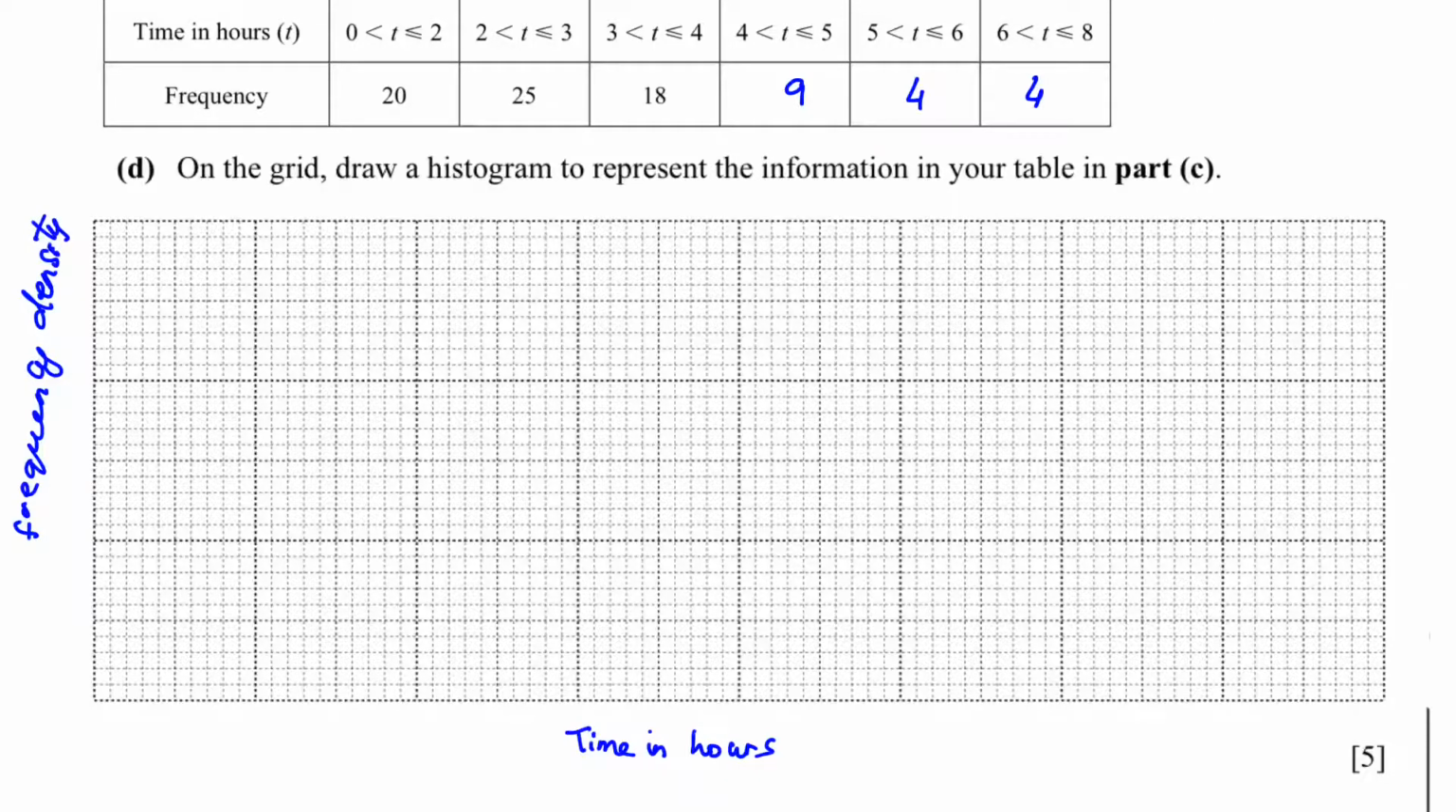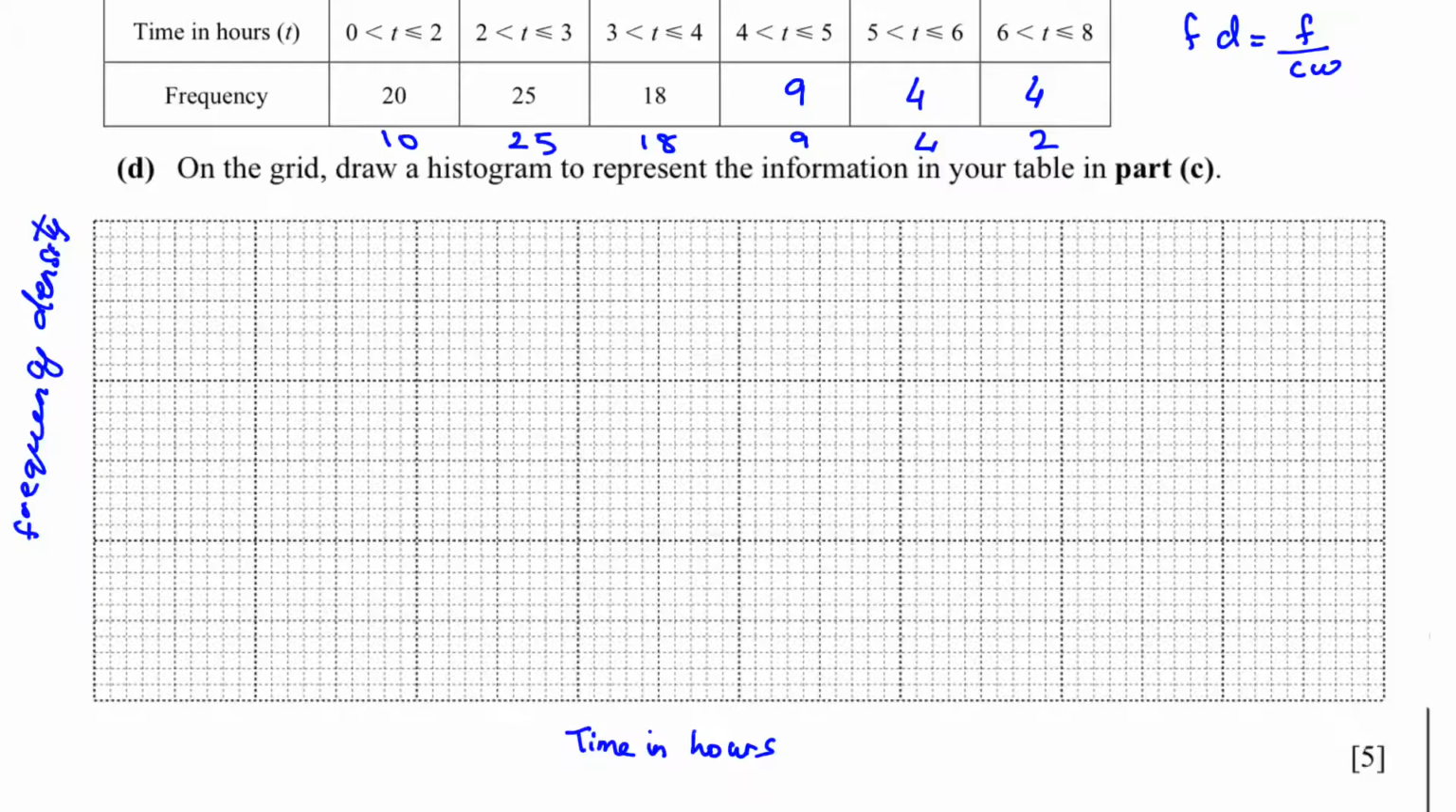To find frequency density, we do frequency divided by the class width. So 20 divided by 2 will give us 10. 25 divided by 1, 25. 18 divided by 1, 18. And we'll get here 9, 4. 4 divided by 2, 2. The class width is found by 0 and 2, so 2 minus 0, 2. 3 minus 2, 1. So that's how you find your class width.